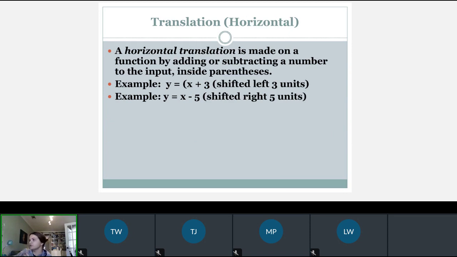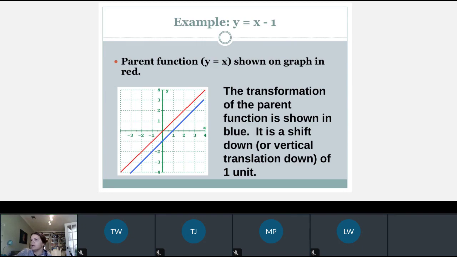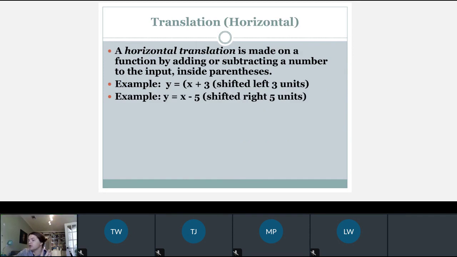Okay, so a horizontal shift. Oops, I skipped a slide. Here we go. The parent function here is shown in red. Okay, so when this is supposed to be in parentheses. Sorry about that. No, wait, here it is. Sorry. Here's horizontal. We have x plus 3. So remember, this is where our mind wants to tell us to go right, but it's a horizontal shift. It's happening inside the parentheses. It's happening to the input.